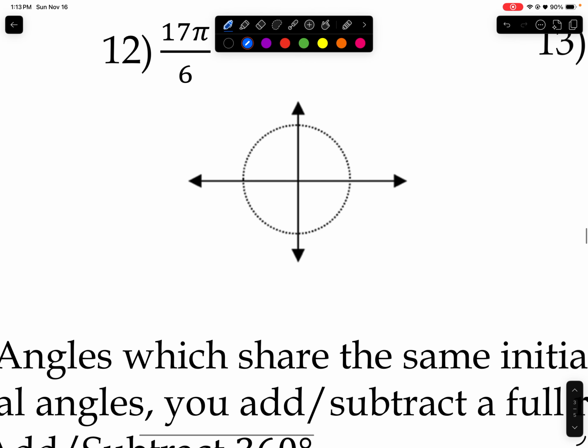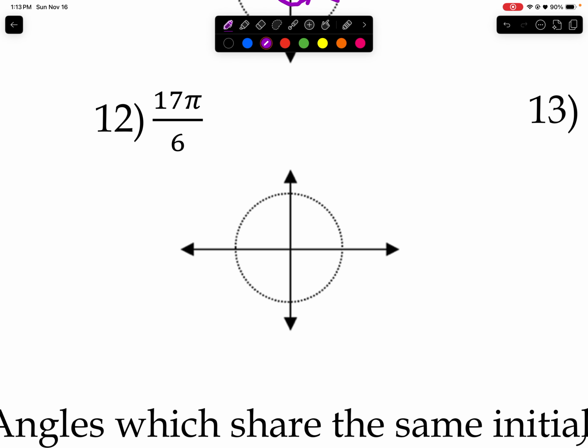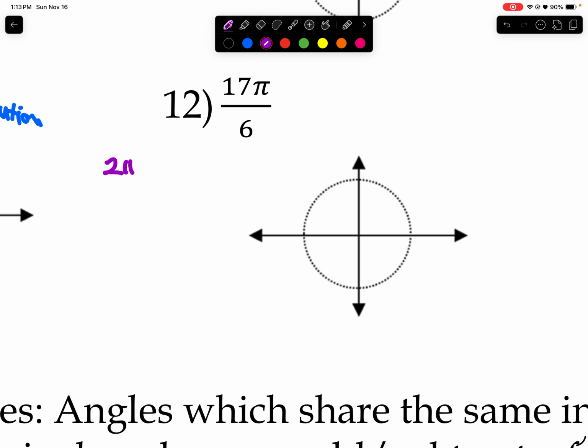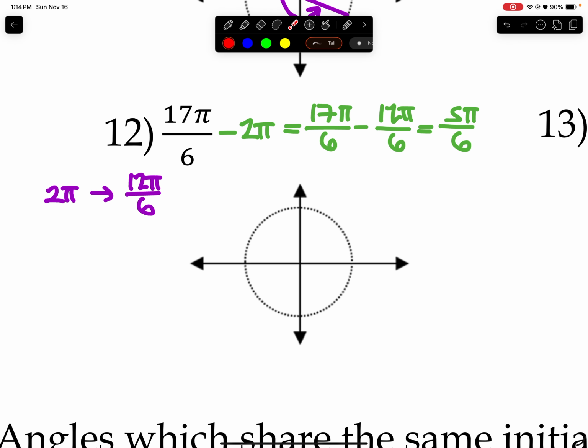Okay, now for the next one, now we have 17 pi over 6. Now this is more than one rotation, because if you think about 2 pi, and then I get a common denominator of 6, that would be 12 pi over 6. That's the same as 2 pi. So what I want to do, same idea, is take away 2 pi, which means I'm going to take away one full rotation. So I'm going to do 17 pi over 6 minus 12 pi over 6, which is going to be equal to 5 pi over 6. So in terms of the terminal side of the angle, we're going to plot it at 5 pi over 6, which is in quadrant 2.